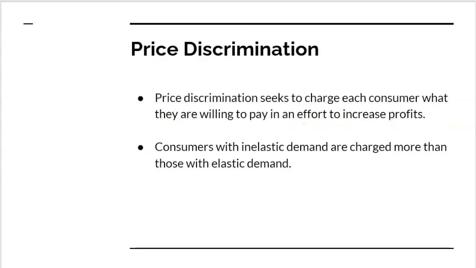What price discrimination wants to do is charge each consumer what they're willing to pay in an effort to increase profits. We talked about in our last video that if a firm wants to sell more products, they have to lower the price for every single person that wants to buy their product at that specific price point. Well, if a firm could price discriminate, they would charge $10 to the person who would buy it at $10. They would charge $9 to the people that would buy it at $9, and they would charge $8 to the people who would buy it at $8, and so on. And so then they can maximize profits there.